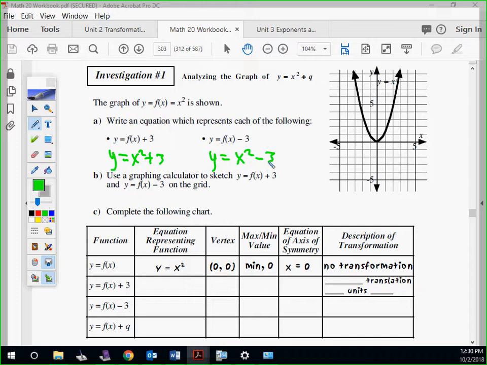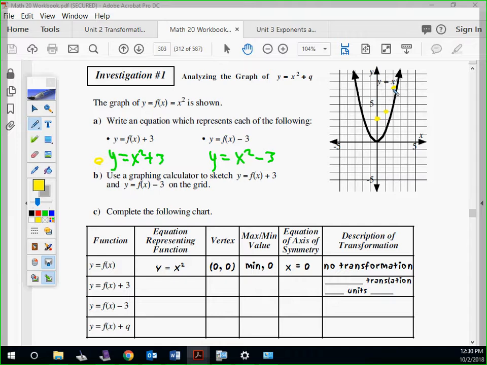So use a graphing calculator to sketch it. I'm not going to do that right now, I'm just going to sketch it. If I put a 0 in, what's 0 squared? 0, but then I have plus 3, so it's going to be 3. Let's put a 1 in. 1 squared is 1 plus 3, 4. So instead of being at 1, 1, we're at 1, 4. Then 2 squared is 4 plus 3 is 7.